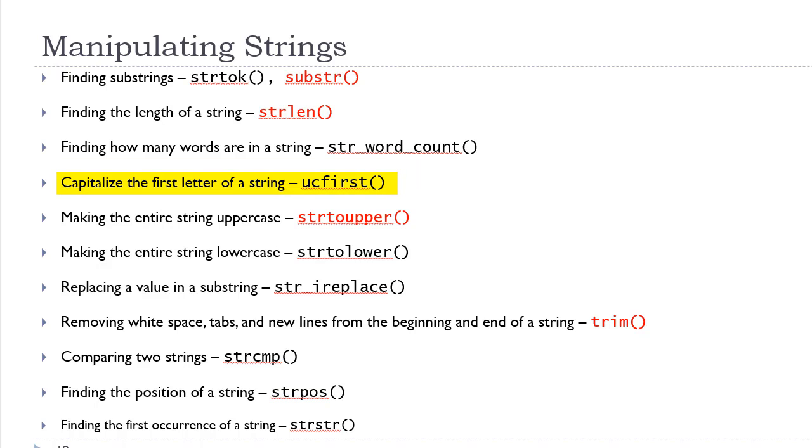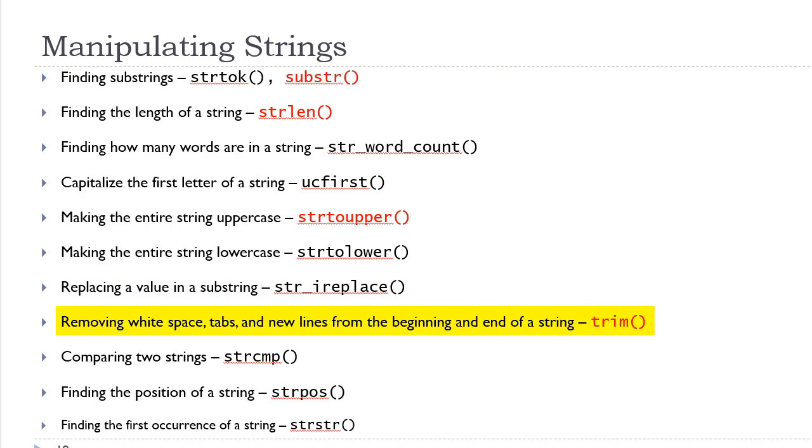Sometimes you might want to capitalize the first letter of a string. This is ucfirst. Sometimes you might want to make the entire string uppercase. This is strtoupper. Sometimes you might want to make the entire string lowercase. This is strtolower. These are used a lot in comparing words so that you don't have to compare for all the different case variations, such as when they ask you those special questions to retrieve a password. We also can replace a value in a substring. This is str_ireplace.